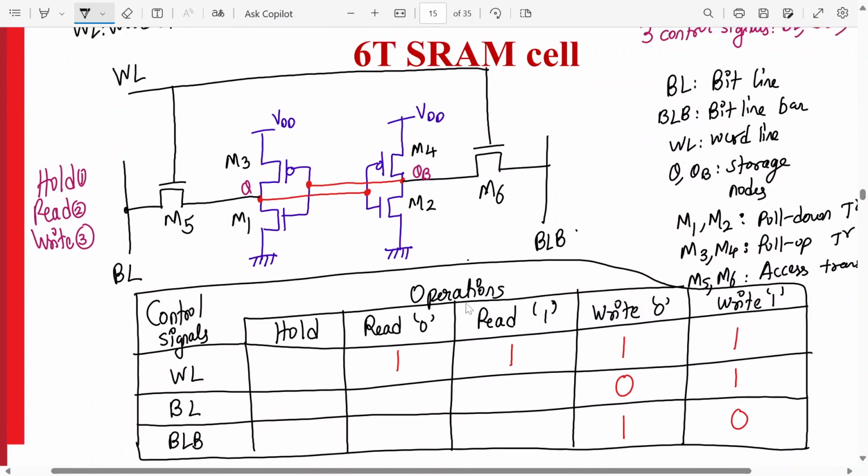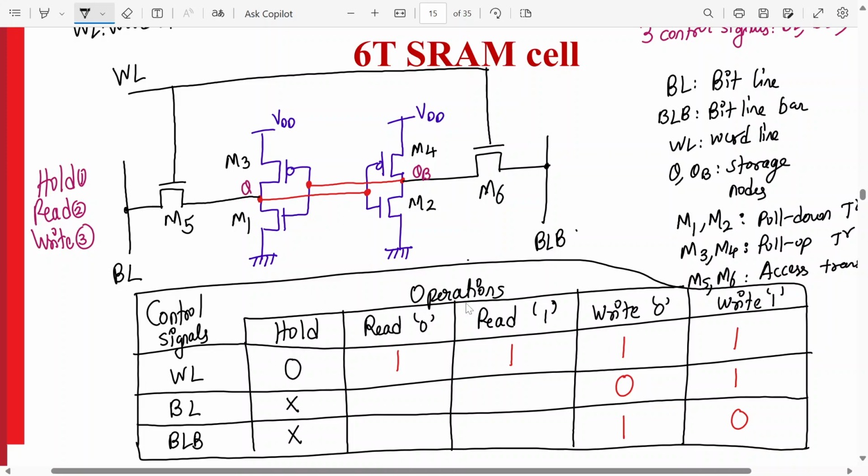So for the hold operation, I don't require access transistors. Yes or no? So how do we deactivate the access transistors? Word line should be 0 or 1? Yes, if the word line is 0, these two are off, and these four transistors will keep on holding the data. So irrespective of BL, BL and BLB can be XX. It can be 0 or 1, it doesn't matter.